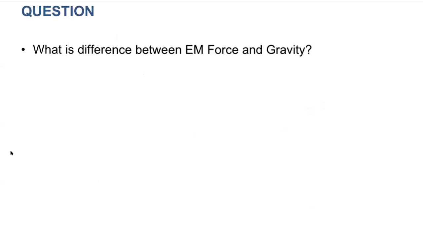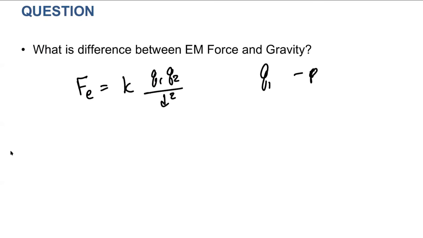And so this is important. Let me write this equation down again. Fe equals K times Q1 times Q2 divided by d squared. Q1 can be positive or negative.